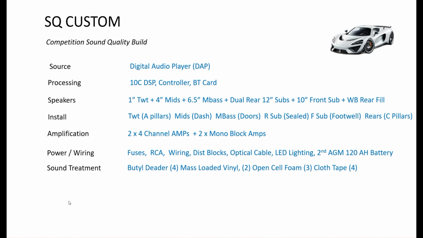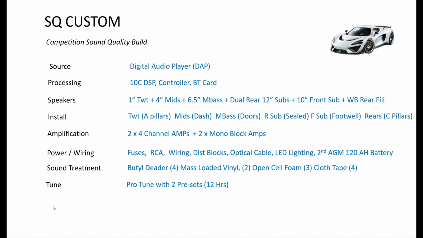So I'm going to need butyl deadener to stop the vibrations, mass loaded vinyl, which will act as a sound blocker, open cell foams that I can put between things that come in contact and stop rattles and resonances, cloth tape to wrap trim pieces, and I'm going to do the floors, the doors, the trunk area, the wheel arches, so I'm going to need a bunch of sound treatment material.